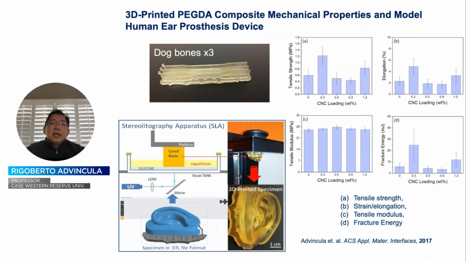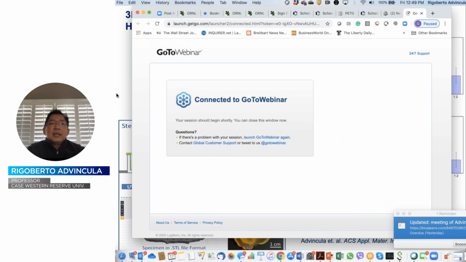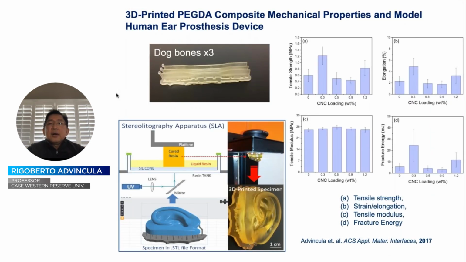So finally, we then use it to produce a prosthesis device, a type of ear structure that incorporates the nanofiller with the unique tensile properties as shown here. So with that, I'd like to end my talk.